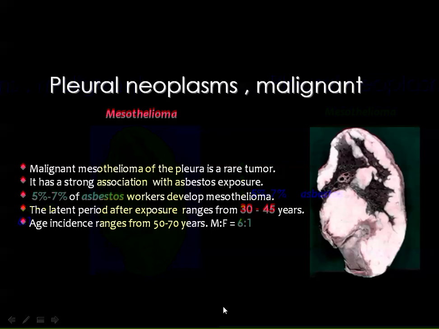But the malignant neoplasms are common, especially mesothelioma, and mesothelioma is a well-known disease in my country. This is a malignant lesion of the pleura, and it has a very strong association with asbestos exposure. And you know that about 7% of asbestos workers develop mesothelioma, and there may be a latent period between exposure and the development of the disease, which may range from 30 to 45 years. And the age incidence is about 50 to 70 years, and males, of course, are much more affected than females.